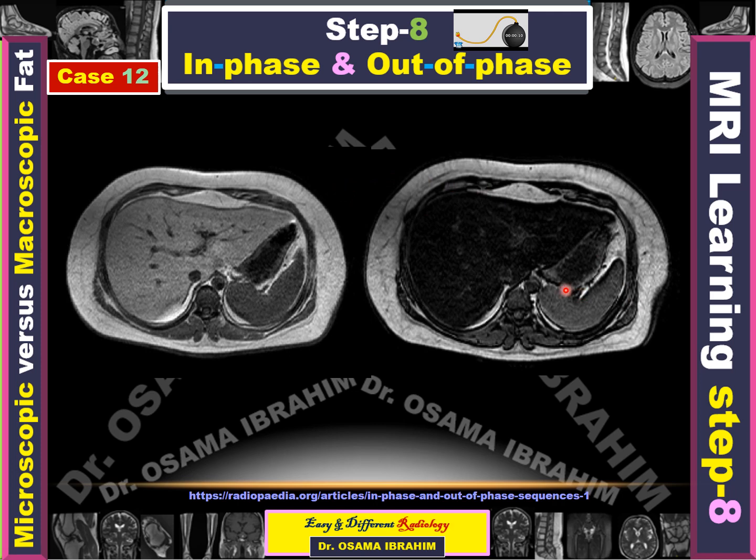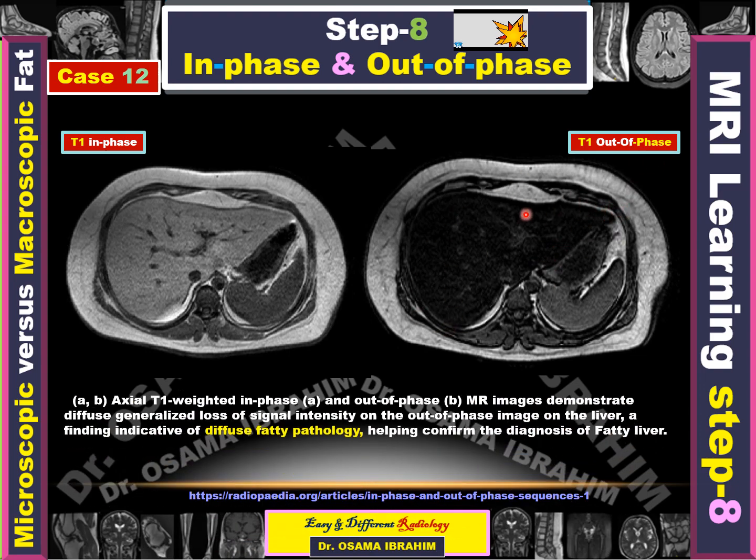Comparing with this lesion, take your 10 seconds to compare these lesions with the previous one to know the role of the out of phase. This is the out of phase, which is showing the boundaries, and now this is the T1. T1 shows the liver is slightly brighter than the spleen, and in the out of phase there is loss of signal, completely loss of signal.